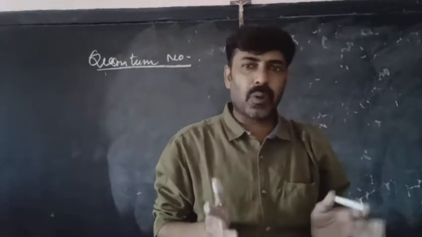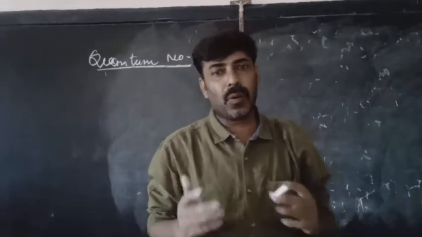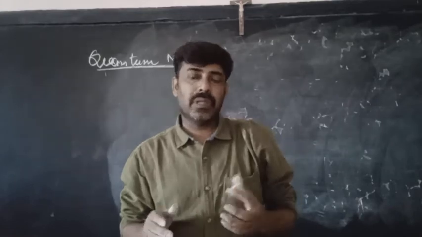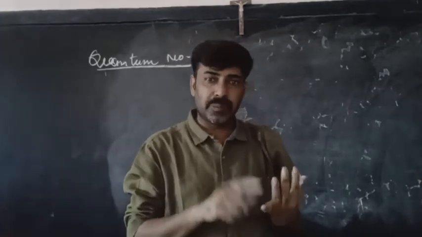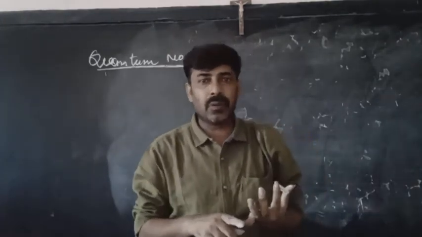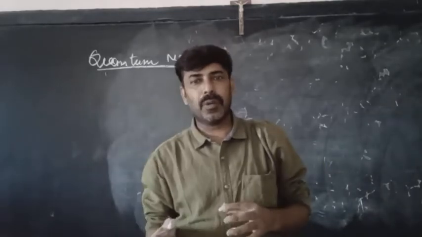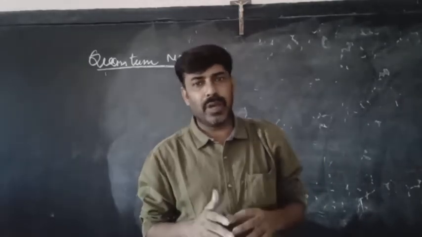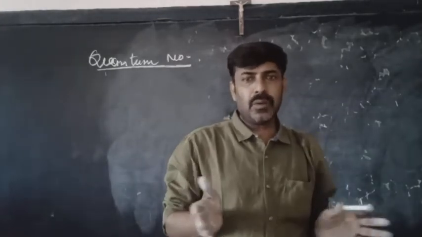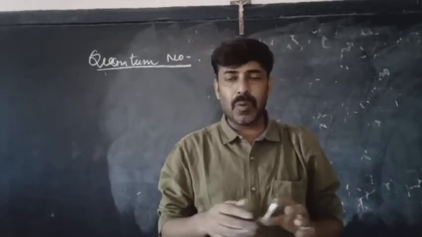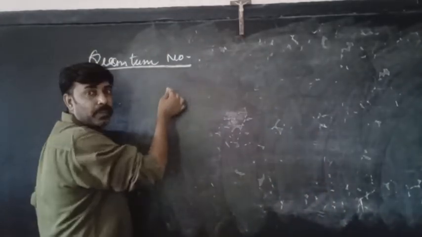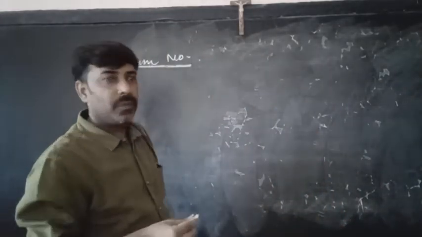When we talk about quantum numbers, how many types are there? There are four different types of quantum numbers: the principal quantum number, azimuthal quantum number, magnetic quantum number, and spin quantum number, as you know well. In the last video we discussed it. So here we are going to discuss these different quantum numbers in detail, and we are starting with the principal quantum number.